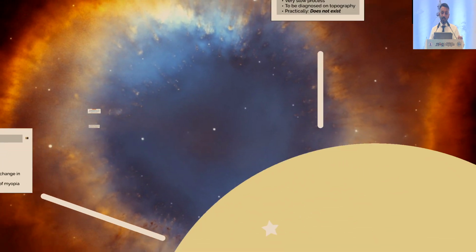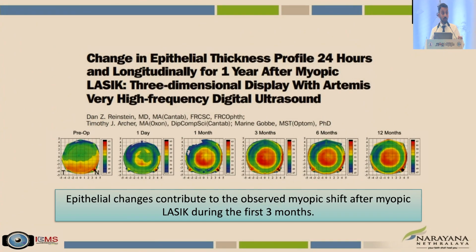Now, interestingly, Dan Reinstein's group, well, again, we like to call that it's basically epithelial hypertrophy which leads to regression. Dan Reinstein's group has worked on this, and in fact we have also done our studies, but some other day we can talk about that. What Dan Reinstein told us is that change in epithelium usually occurs in the first 3 months, and later on it becomes stable, and remains stable for a pretty long time. And we know that myopic regression is not 3 months. We usually call it much longer.